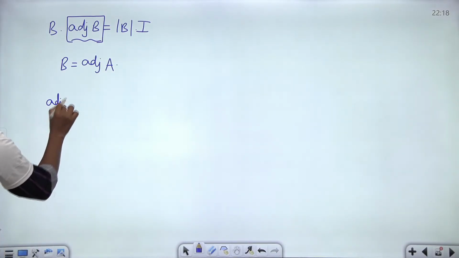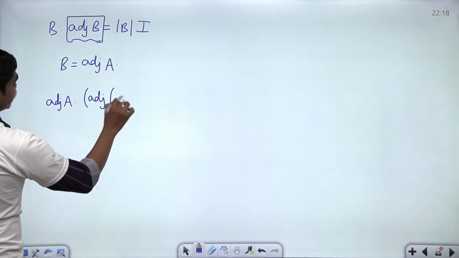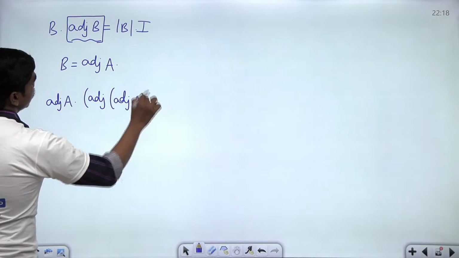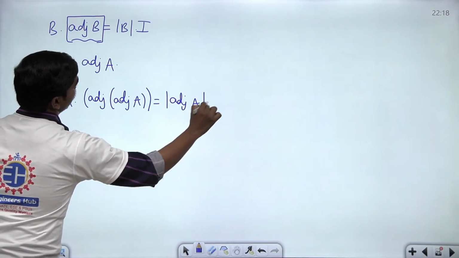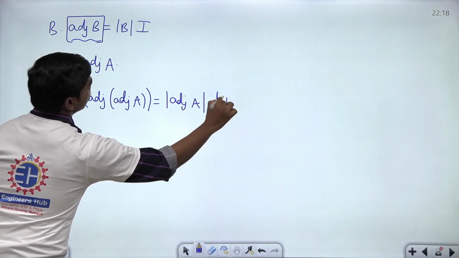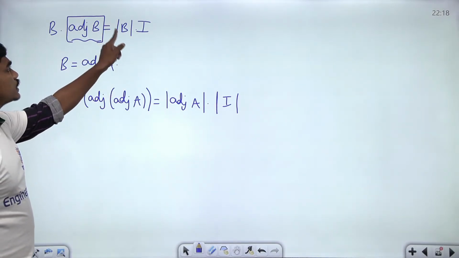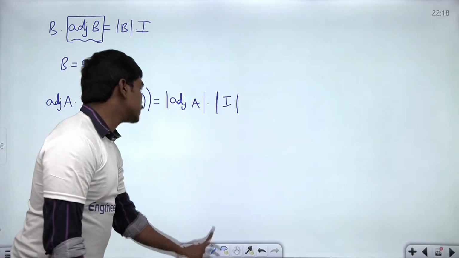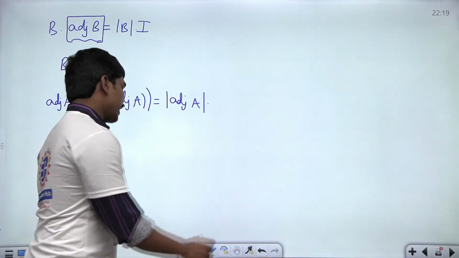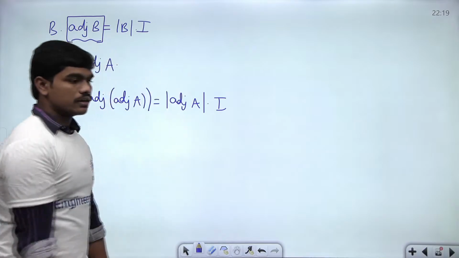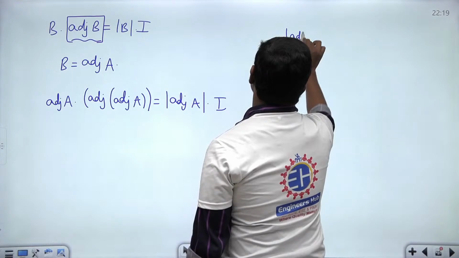Adjoint A times adjoint of adjoint A is equal to adjoint A into I, because you know, if there are two matrices, then definitely this is adjoint A into, oh sorry, this is not I, but of course, oh yeah, here we have a I. Correct? Now see carefully.